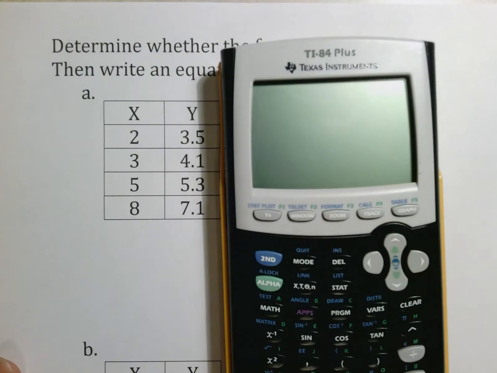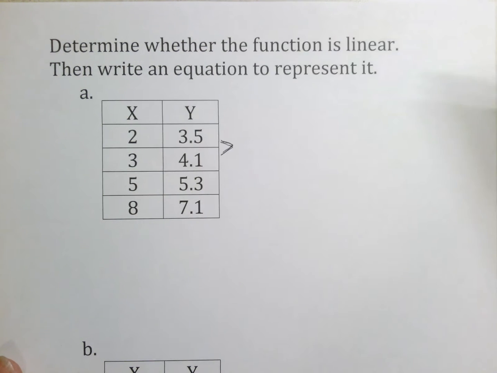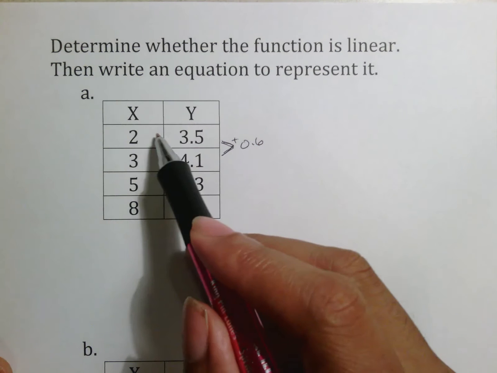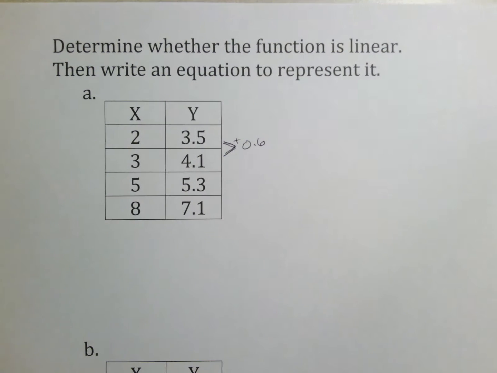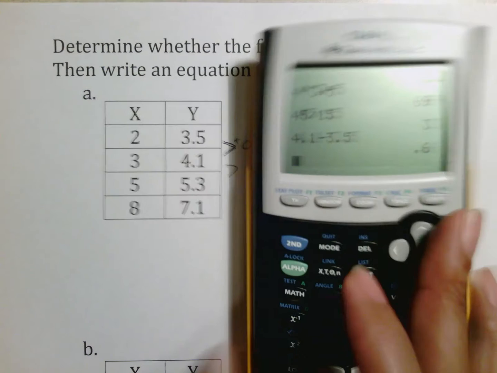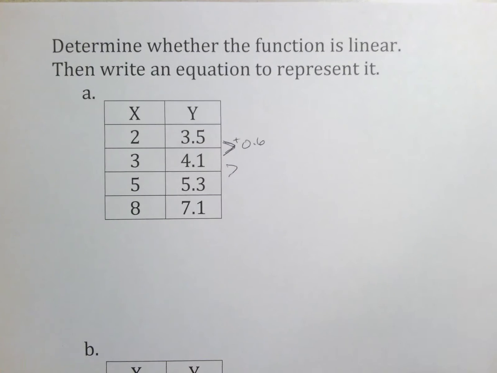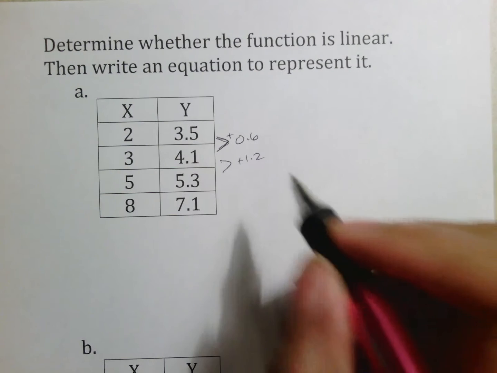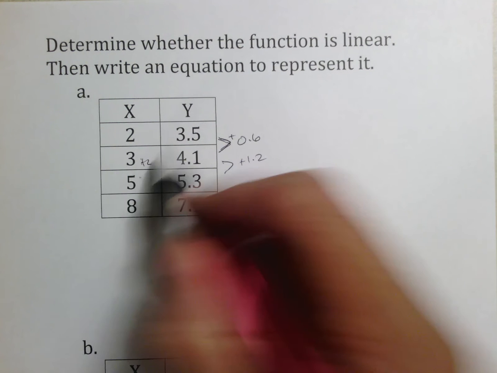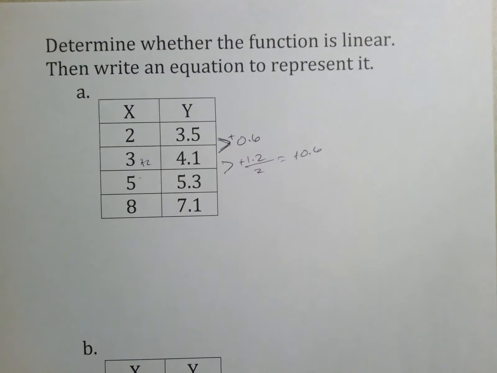So we know we will still do 4.1 minus 3.5, which is 0.6. And it's going up by 0.6, and because this is going up by 1, that is fine. That is an increase of 0.6. The problem here is that when you take 5.3 minus 4.1, that is not 0.6. That is actually plus 1.2. But what we are going to do with this number, because this is increasing by 2, is we're going to divide that by 2, which of course is 0.6 again.